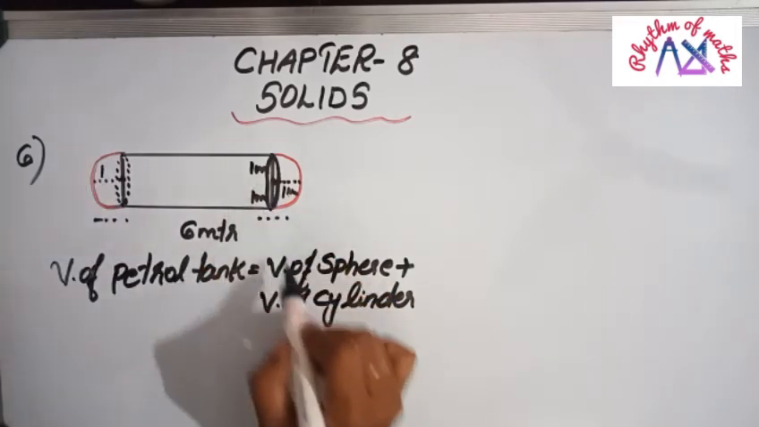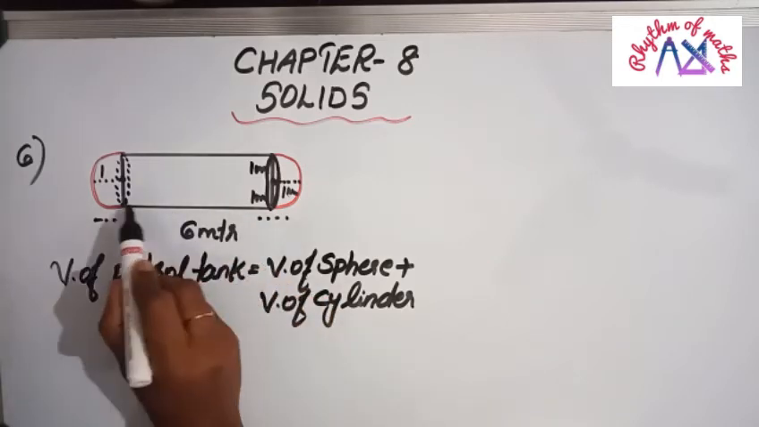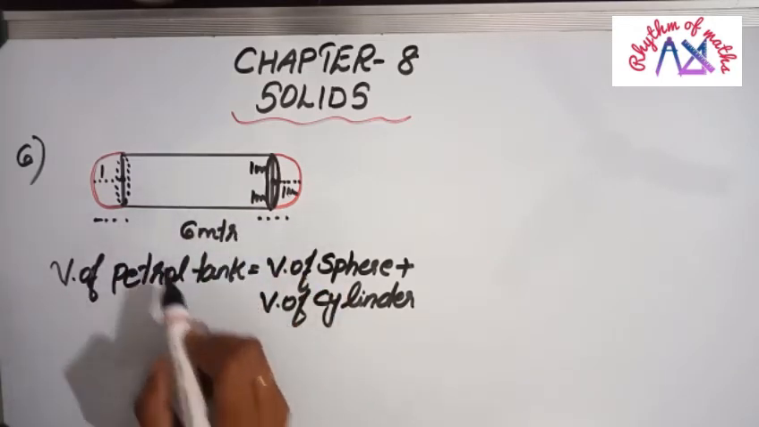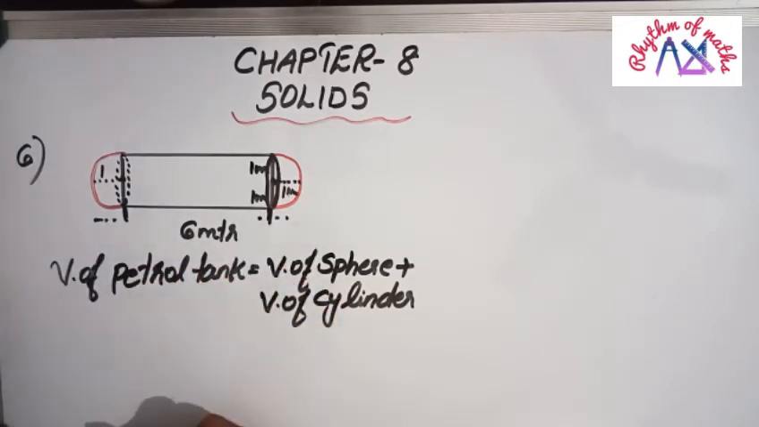Okay, the radius of the cylinder is also what? Same, 1 meter. Next is the height of the cylinder, H, we need. That means the measurement from this portion to this portion.